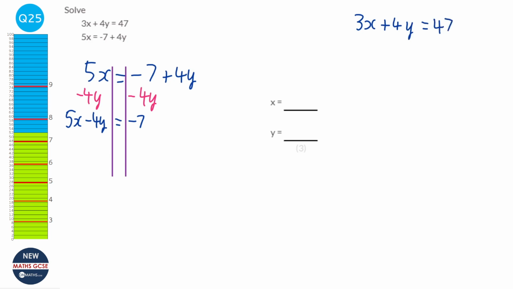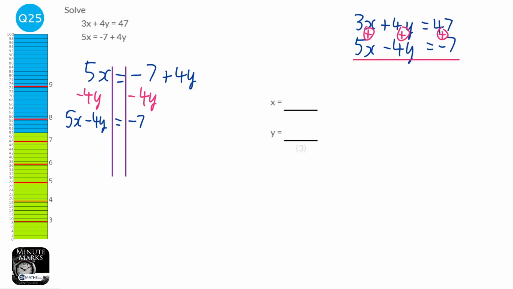Okay, so what we do now is we put both our equations down so we can solve these simultaneously. So 5x minus 4y equals minus 7. You notice the coefficient of the y is already the same, so we don't need to multiply anything. But the signs are different, and the d in different is the d in add. So we're going to add going downwards. So we're doing 3x plus 5x, which is 8x. 4y plus minus 4y is nothing, which is good, because we want to get rid of that. And 47 take away 7 is 40.